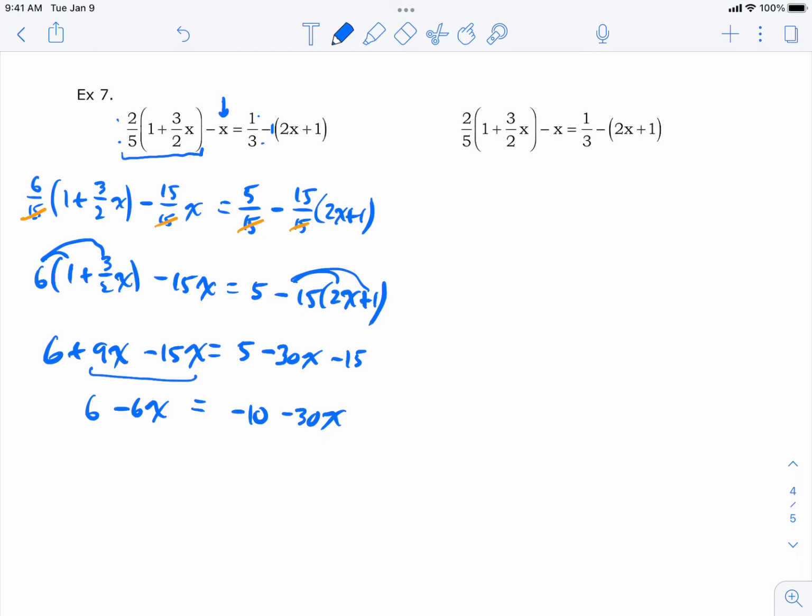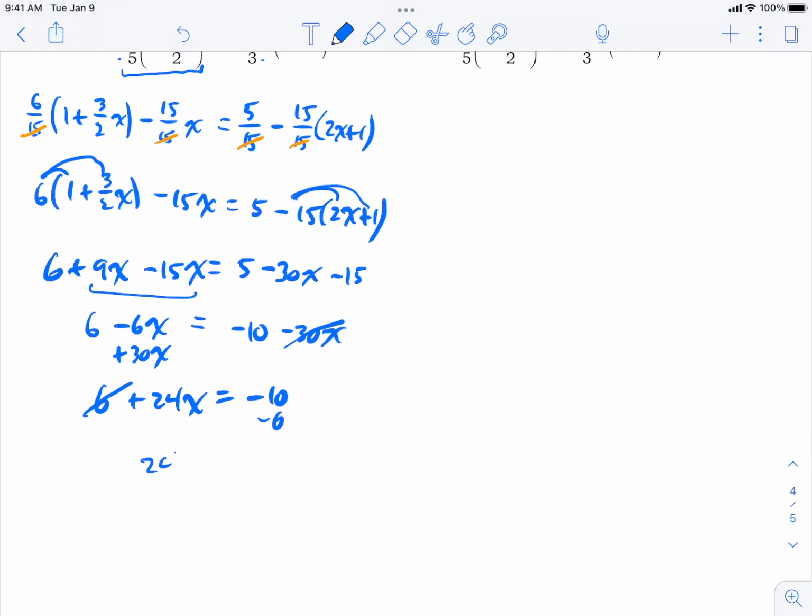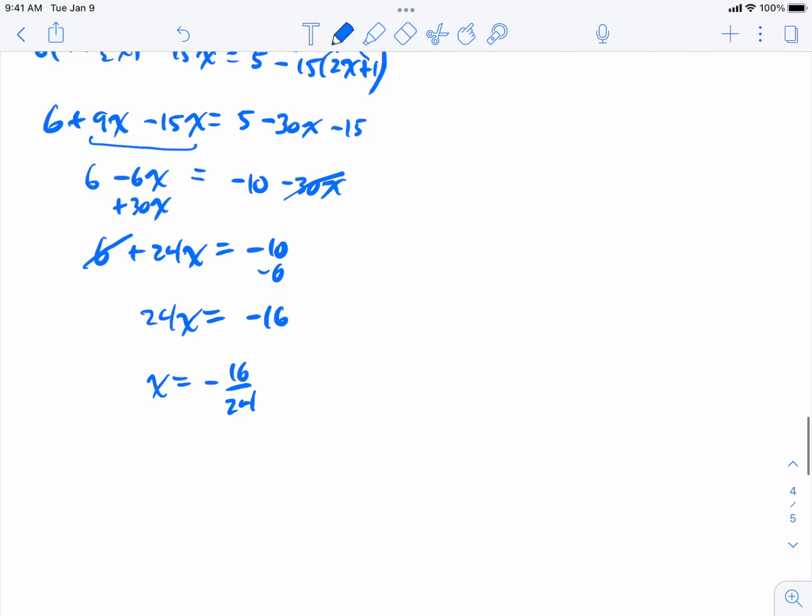Okay? Add 30x to both sides, which will cancel this one. So I got 6 plus 24x equals a negative 10. Okay, subtract 6 on both sides, which will get rid of this. 24x equals negative 16. And finally, divide both sides by 24. 16 over 24. And always look to reduce. I can cancel 8s. Cancel 8s. This is a 2/3. Woo! We got a negative 2/3.